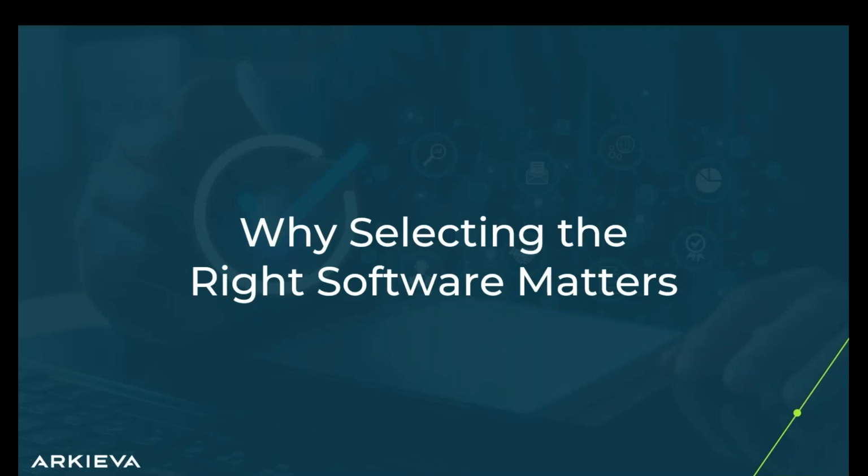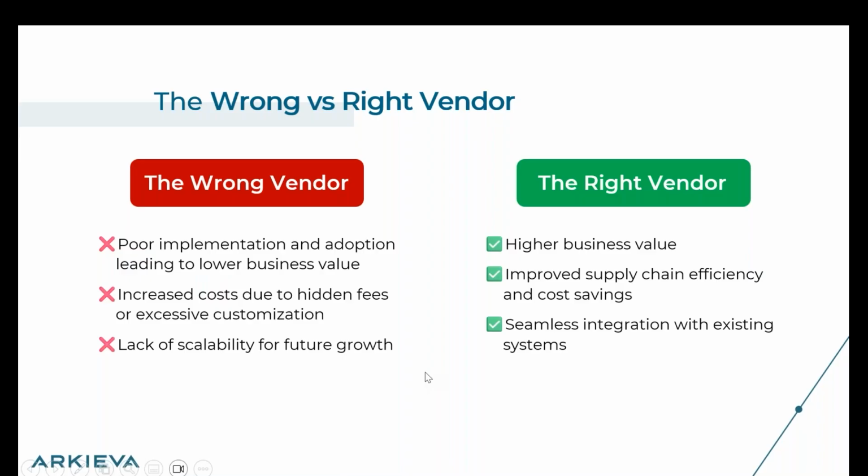Let's start with why selecting the right software matters. If you are going through a process to improve your supply chain planning, and if you are so lucky to pick the right vendor, then for sure you will achieve greater business value. Whatever goals you had in terms of doing the selection, and then eventually, of course, implementing, will lead you to a higher business value. It does help to keep in mind that it's ultimately about the business value.